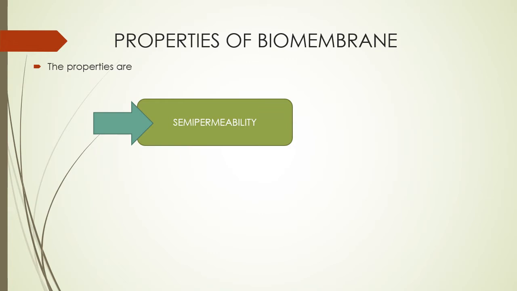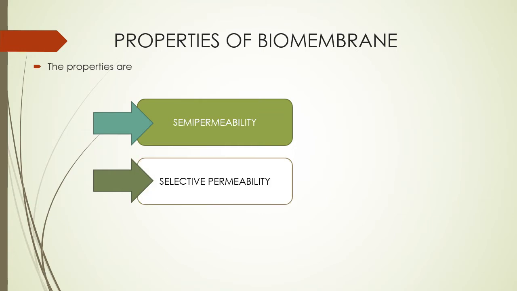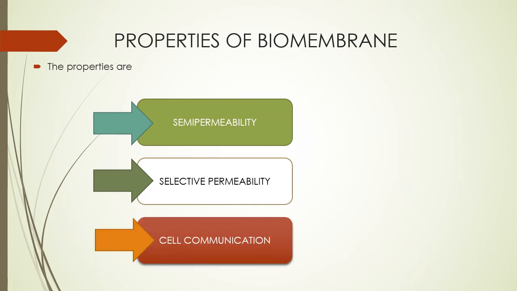Next property is selective permeability. This is based on the cell type. Certain molecules are allowed only in certain cell types. For example, nerve cells allow certain molecules, whereas heart muscle cells allow other molecules. Third property is cell communication. Cell communication is an important property of biomembrane, so that by using cell-to-cell communication, the organs perform specific functions.